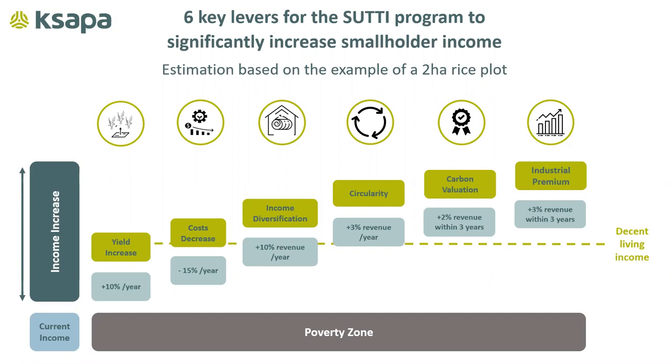And this is the method that we use in order to create more value on the same area for the farmers, but also for the community. So this new source of revenue contributes to reach the decent living income, enhancing optimization, circularity, diversification at the farm level.